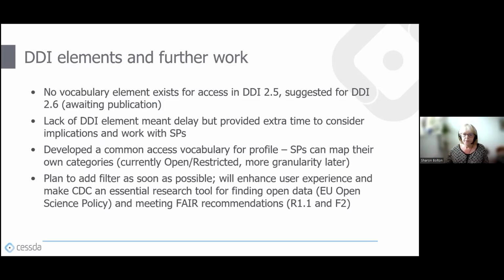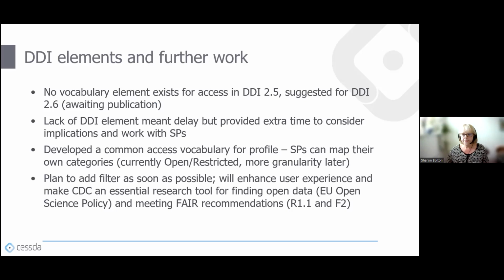However, at this point, when we were looking for a DDI element to go into the profile, we hit a slight hitch. Unfortunately, there is no DDI element for access type in DDI 2.5, the schema that most service providers send their metadata in. So the CDC team contacted the DDI Alliance and requested an element for DDI 2.6, and that's been added, and the schema is going to be published soon. Although this has caused a little bit of a delay, it has provided us with some extra time to consider the implications and to work with SPs on improvements as well.